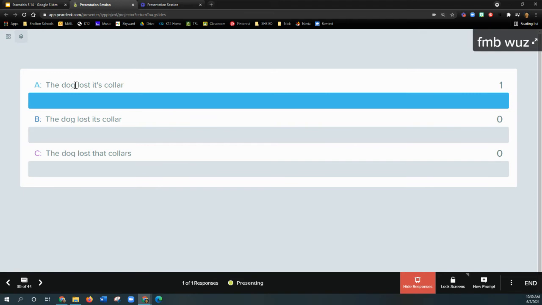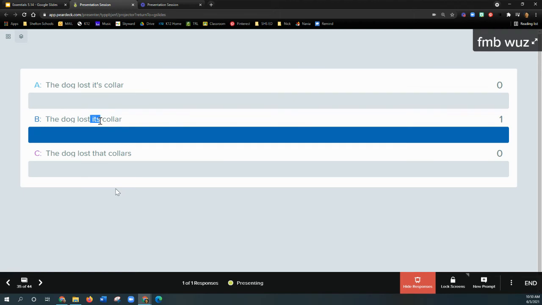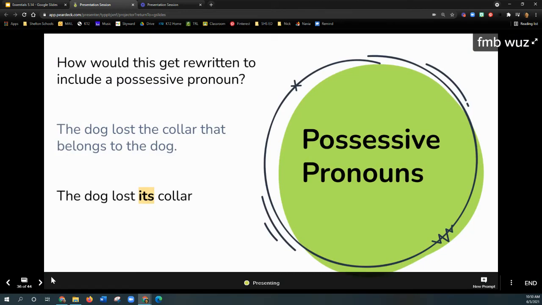Yeah, we could say the dog lost its collar. You're right that it's the dog lost its collar, but it would actually be B because this "its" means "it is." So the dog lost its collar. I still get tripped up on that one. When I write something, I have to re-say it in my head. So the dog lost its collar.